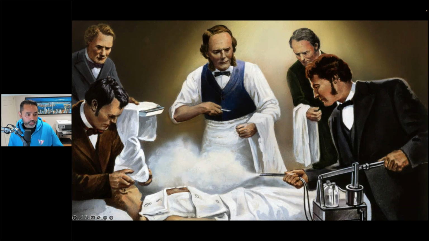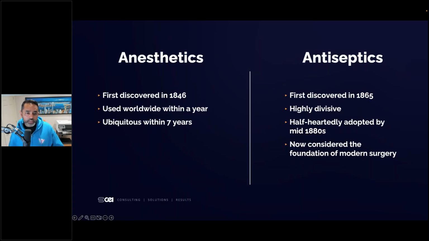So what can we learn from this? If we take a look here, anesthetics were first discovered in 1846. Within a year, they were used worldwide, and within 7 years, they were ubiquitous in standard operation procedures. Antiseptics, on the other hand, had a very different journey into adoption. Until the acceptance of germ theory in the 1860s, surgeons did not take any precaution to protect open wounds from infection. They didn't wash their hands before operating, sterilize their equipment, or clean their operating table.